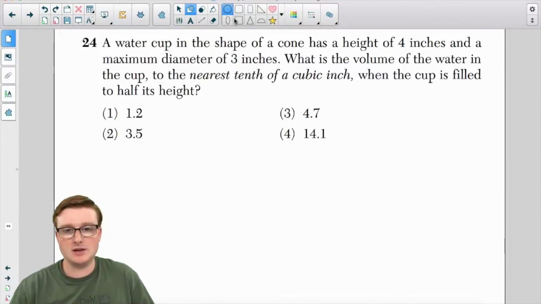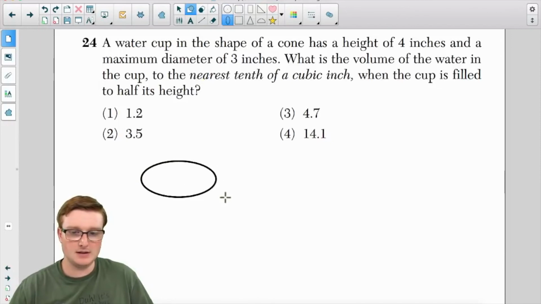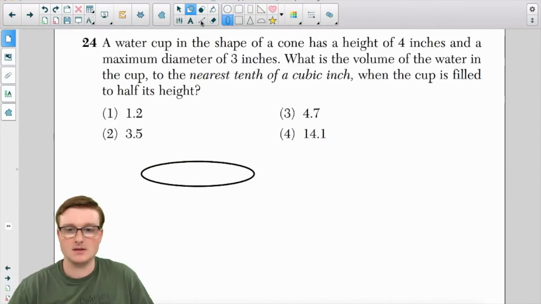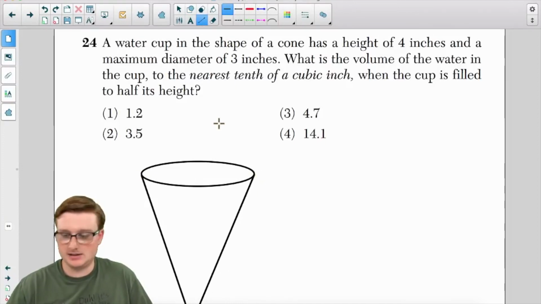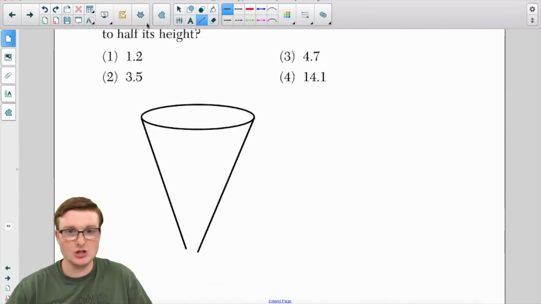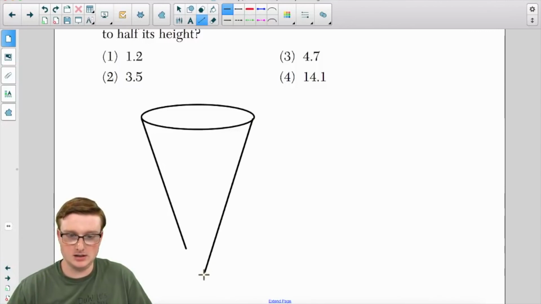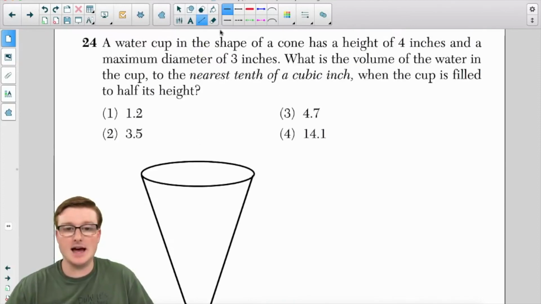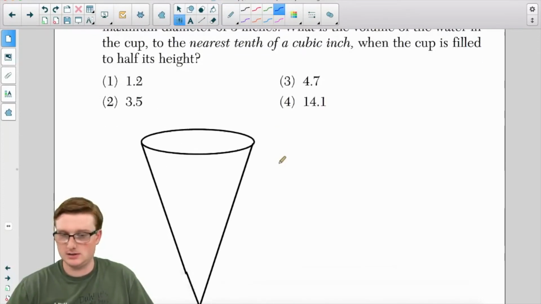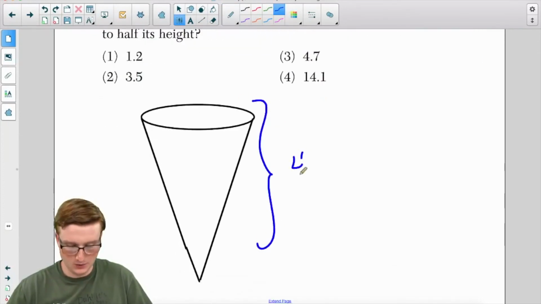So what I'm going to do is draw myself a cone. This is the water cup that you get at like the dentist's office, or the doctor's. So we get this shape here. Just one second, I'm going to straighten this out just a little bit. There we go. There's my cone. And it says here that it has a height of 4. So that has a height of 4.